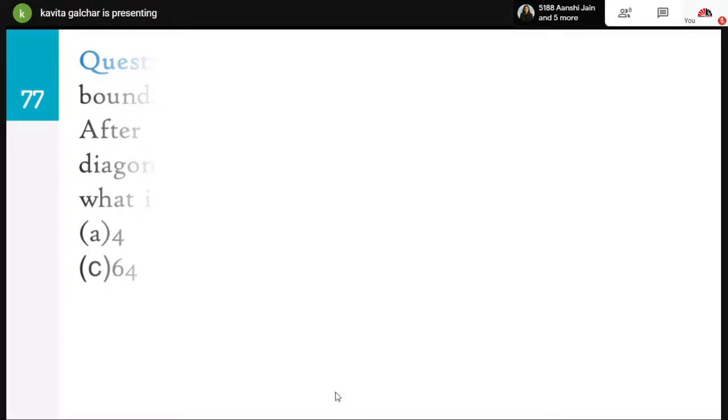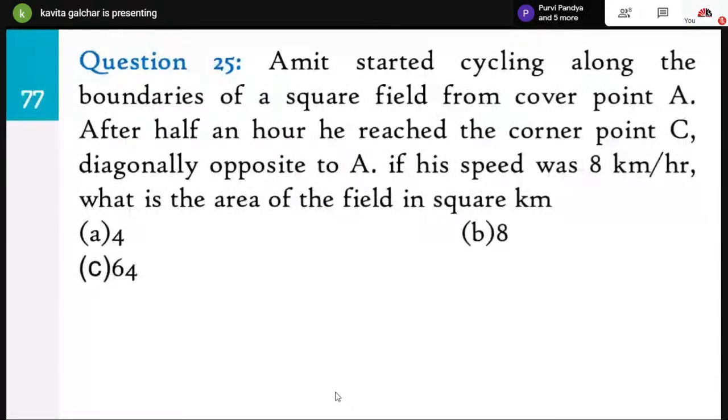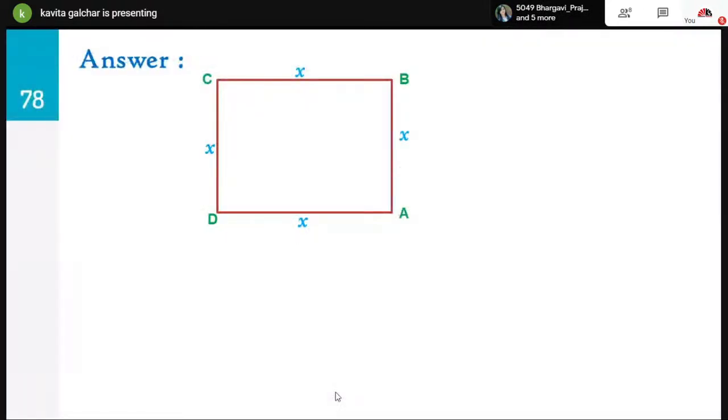Amit started cycling along the boundaries of a square field from corner point A. After half an hour, he reached the corner point C, diagonally opposite to A. If his speed was 8 km per hour, what is the area? This is my square. I don't know what the distance is, so I am assuming the distance is x. As it is a square, the distance would be the same for all the sides, therefore AB is x, BC is x, CD is x, and DA is x.